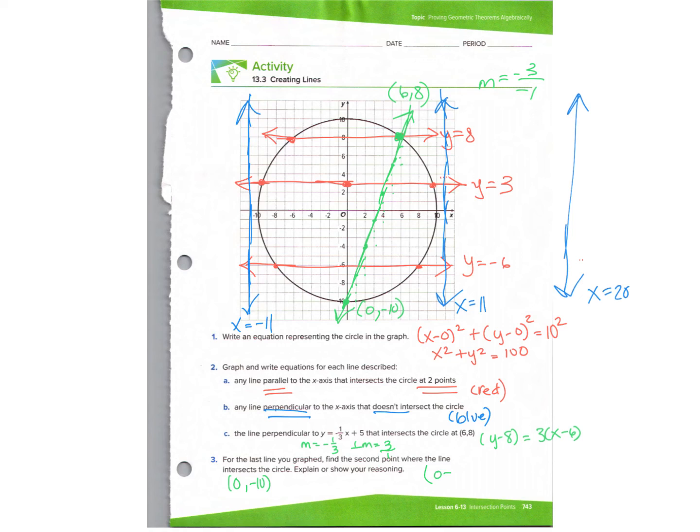I'm plugging a 0 in for my x. I'm plugging a negative 10 in for my y into the equation for my circle that's in red up above. And I am getting 100 equals 100. I have verified that that's my other intersection point. Again, we'll talk about another way to do that a little bit later in class.